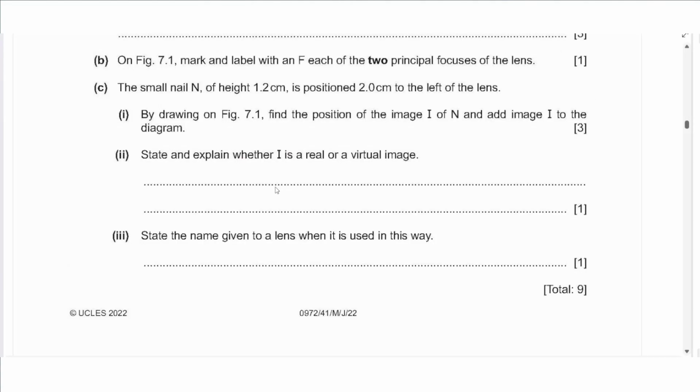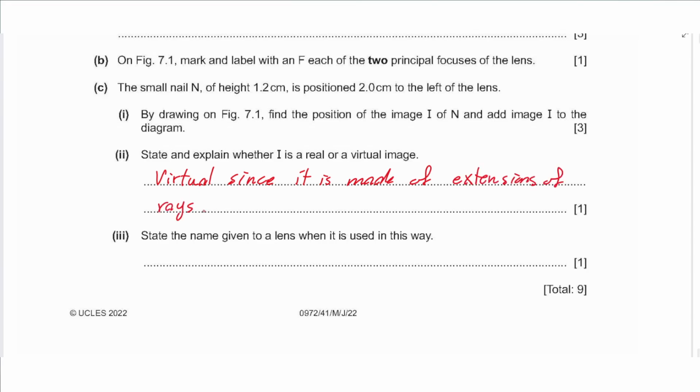Part II says, state and explain whether I is real or virtual. It is virtual since it is made of extensions of rays, or the light does not actually pass through this image. Part III says, state the name given to a lens when it is used in this way. That would be a magnifying glass or lens.